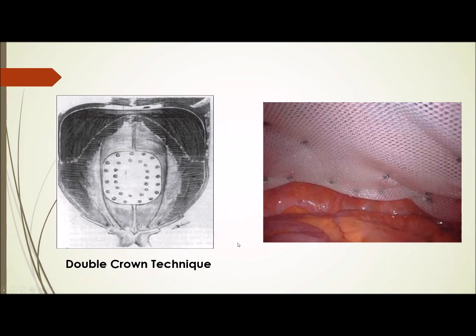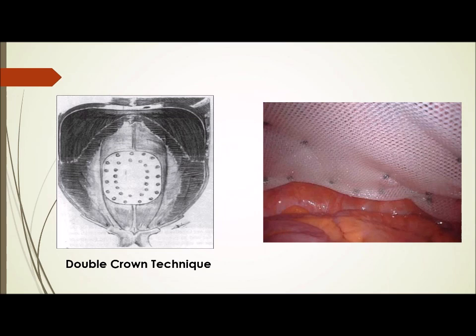Why? The number of tacks that you apply in this patient would be quite numerous, and tacks have their own problem. The problem with the tacks is that when you see the tack entering into your abdominal wall, it is only 1 to 2 millimeters. The whole thing is 2 to 3 millimeters, and the part which is going inside your wall is only 1 to 1.5 millimeters. That is what is fixing.